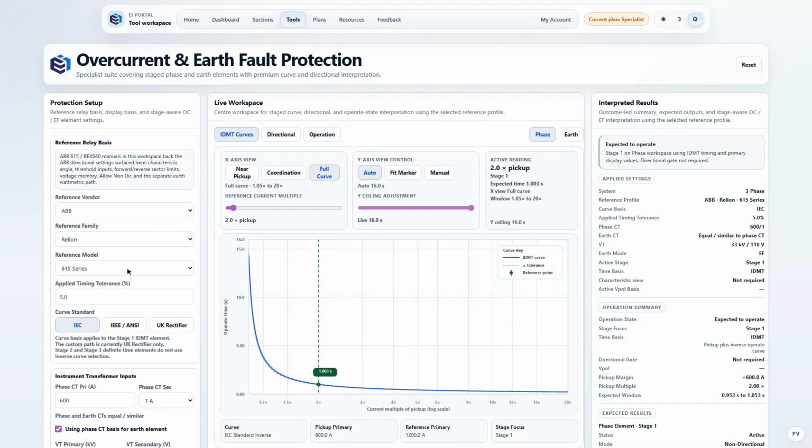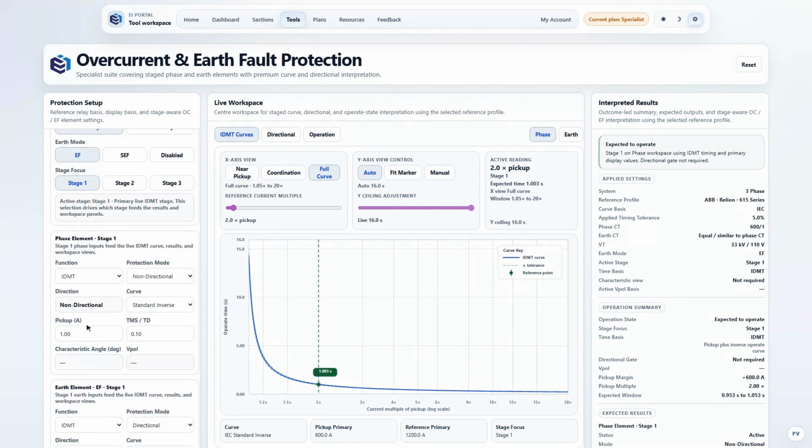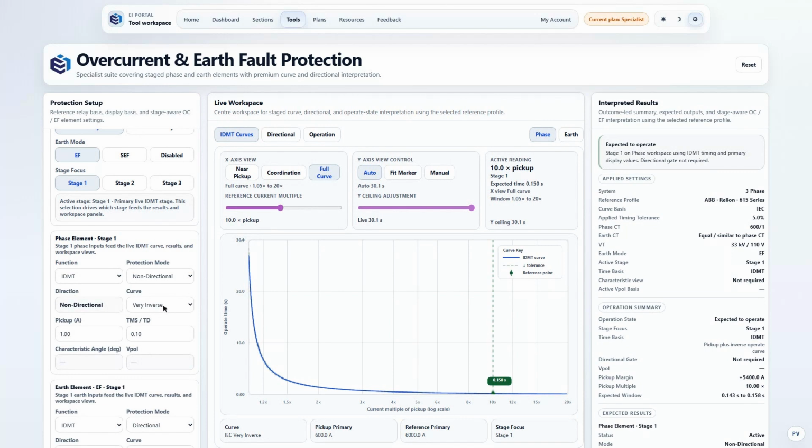First, the time side. Pick a curve, IEC standard inverse, set the pickup and the time multiplier, and the tool plots the full time current curve. At 10 times pickup with a TMS of 0.1, standard inverse operates in about 0.3 seconds. Very inverse and extremely inverse change the shape, and the ANSI curve family is in here too. Same IEC maths every relay uses.